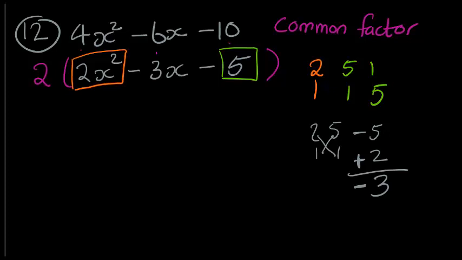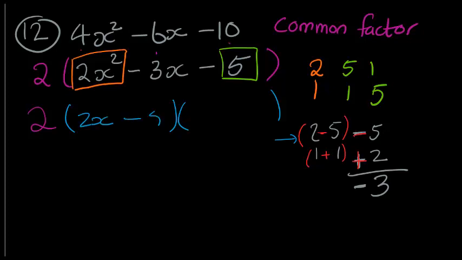Now that I know this, I know that those signs go in the middle. So this minus sign must go in between those two. And this plus sign must go in between those two. Therefore, my answer is going to be, I'll have the 2 over there. I have 2 brackets. In my first bracket, I have 2x minus 5. In my second bracket, I have x plus 1. That is my final answer.